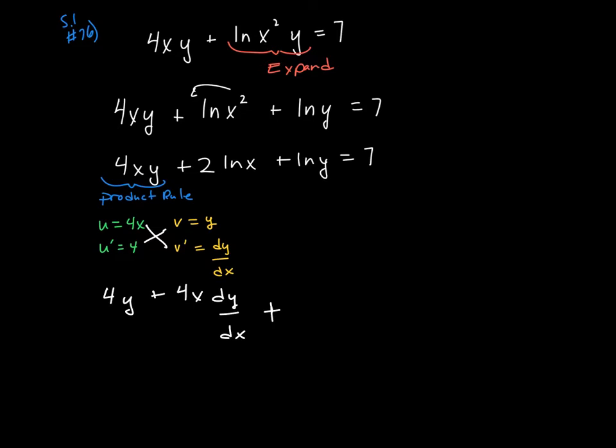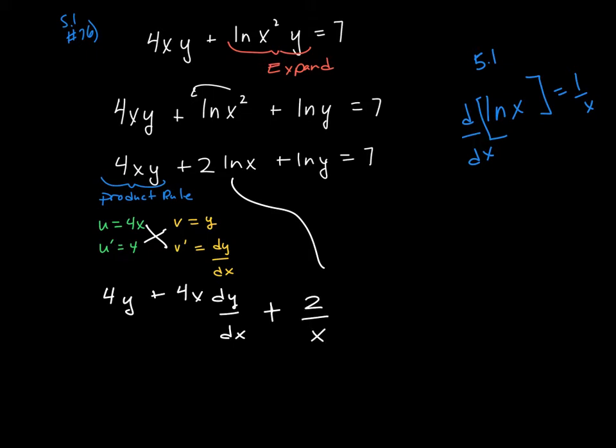Now, the next piece, remember, if I have the natural log of x and I want to take the derivative of that, the derivative of the natural log of x is just 1 over x. That's our new rule for the 5.1. So then this next piece, the 2 just comes down. So that just becomes 2 over x.